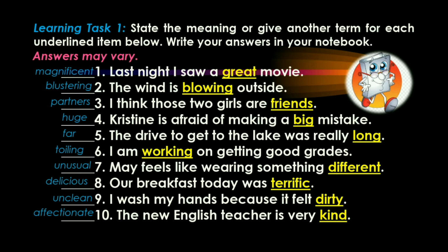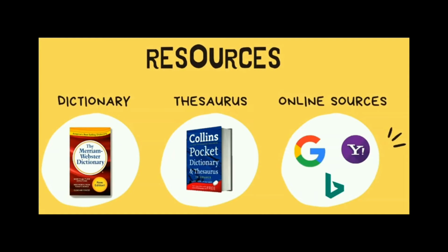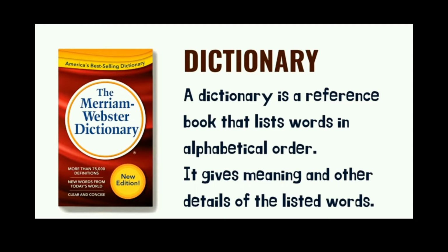Okay, so let's move on. If some of you find it hard to do task number 1, there are actually a lot of helpful tools that aid us in finding and understanding the meaning of words. These resources include the dictionary, the thesaurus, and of course, the online sources. With these tools, kids, the search for meaning becomes easier and accessible. At this juncture, we will be discussing each resource one by one. Let's start with the dictionary.